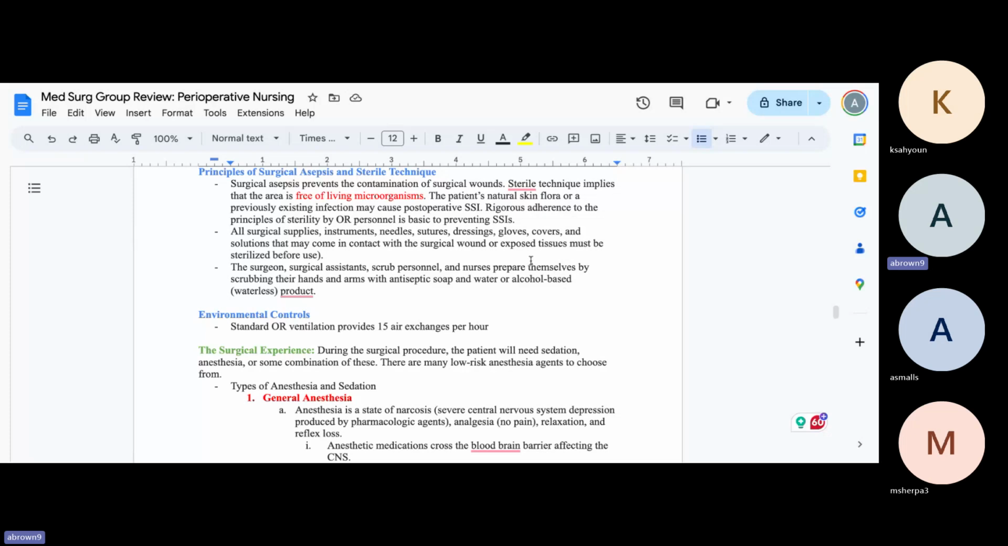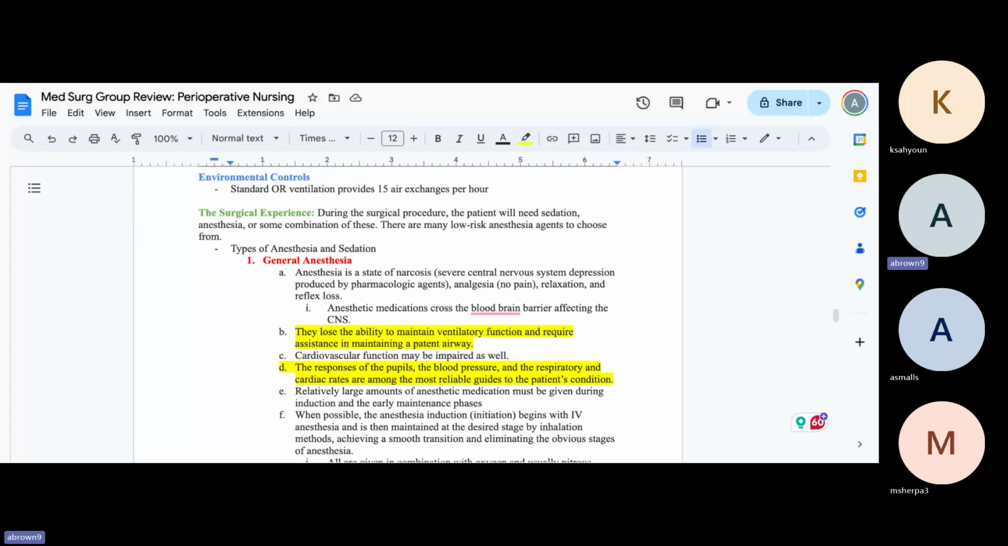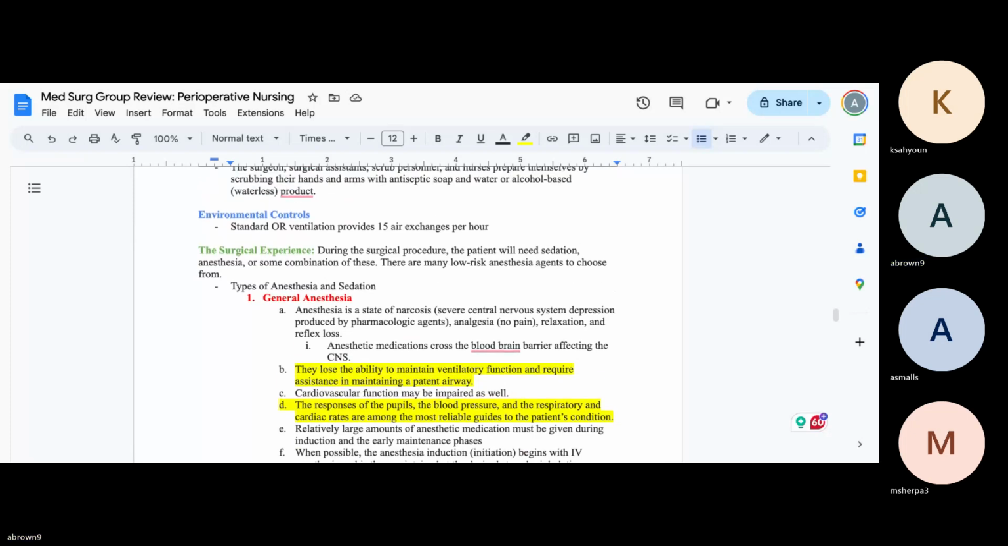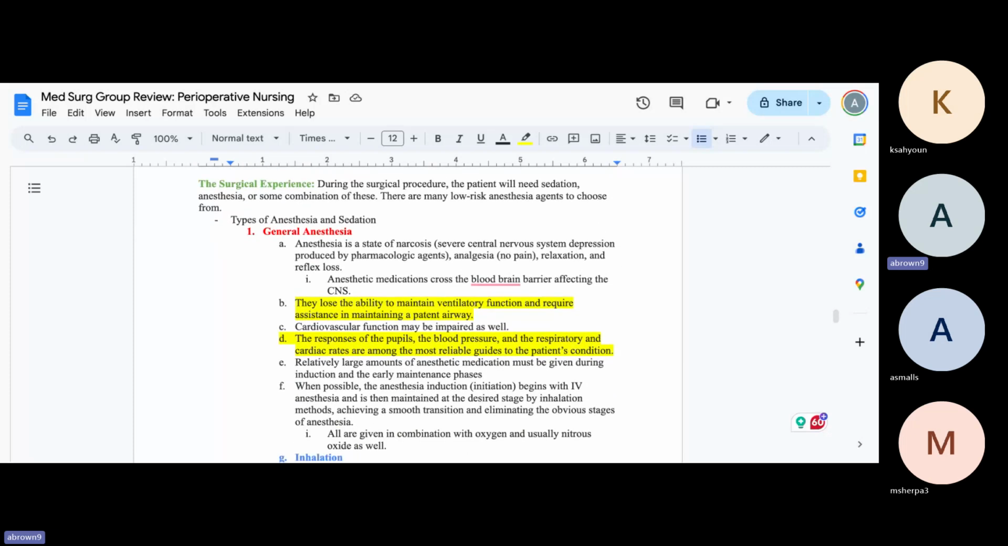All surgical supplies, instruments, needles, and sutures that may come in contact with the surgical wound or exposed tissues must be sterilized before use. The surgeon, surgical assistants, scrub personnel, and nurses prepare themselves by scrubbing their hands and arms with antiseptic soap and water, or an alcohol-based product. So basically the whole idea is to be as sterile as possible. Environmental controls. So there is an air pressure in the OR room. Standard OR ventilation provides 15 air exchanges per hour.